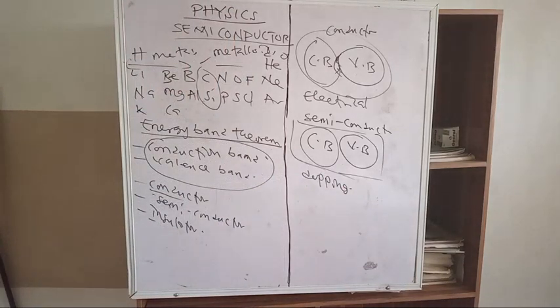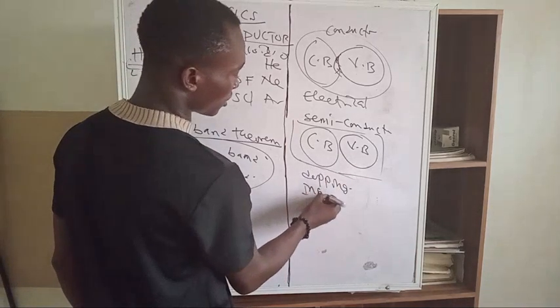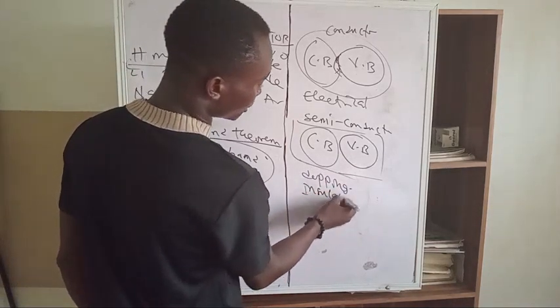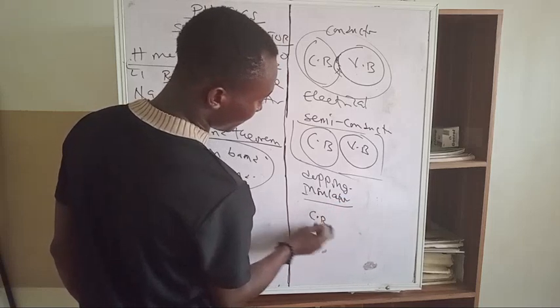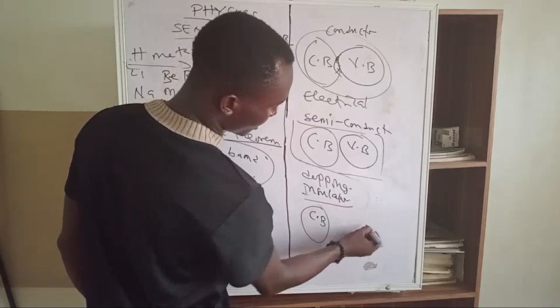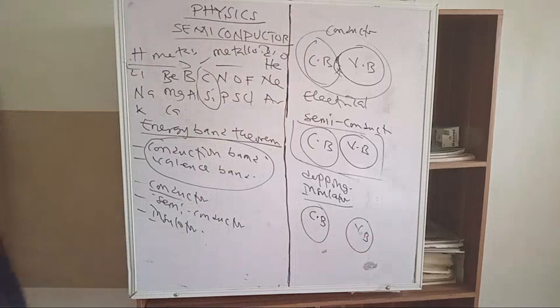So that is that. Then at the insulator, what is the effect of the energy band theorem? At the insulator, both the valence band and the conduction band are widely separated. It's not like the separation that happens in a semiconductor. So this is your conduction band and this is your valence band. Here electrical conduction cannot occur. Electrical conduction cannot occur at the insulator.